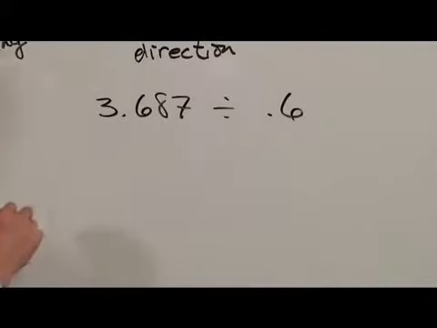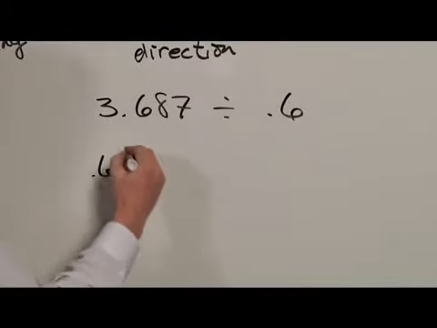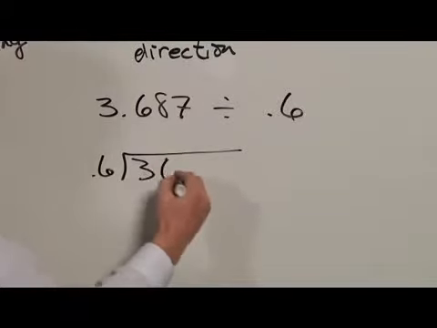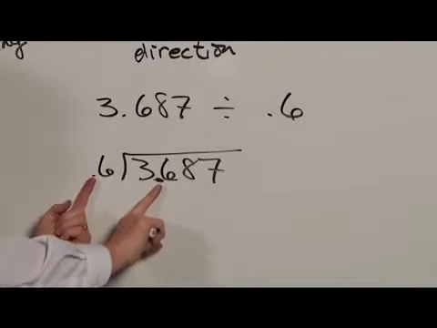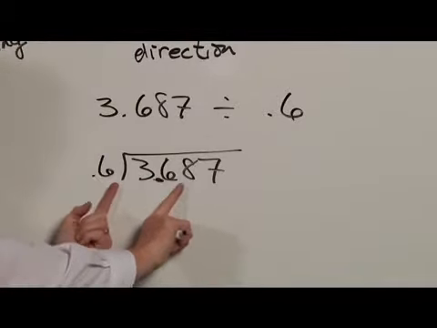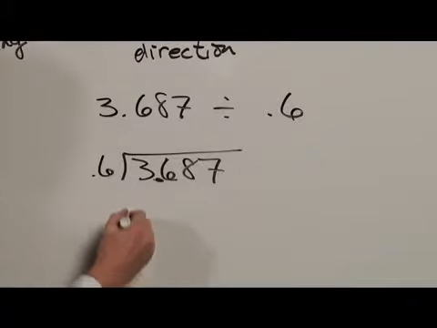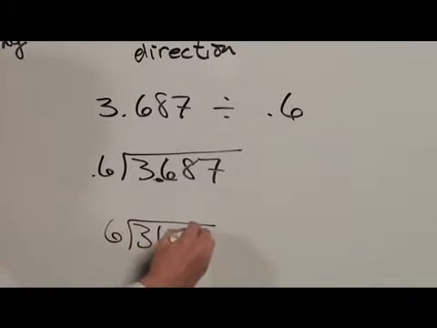0.6 into 368.7. I'm going to write it out like that. 0.6, 3687. And again, we're going to move the decimal. We're really timesing top and bottom of a fraction by 10 when we do this. So we get 6 into 3687, and the decimal is now right there.